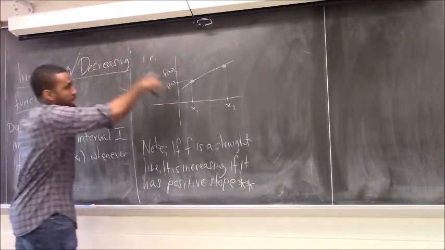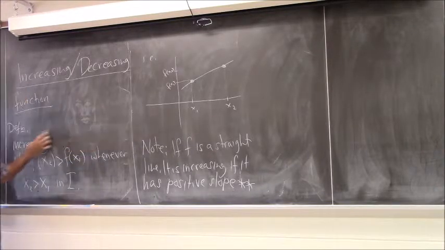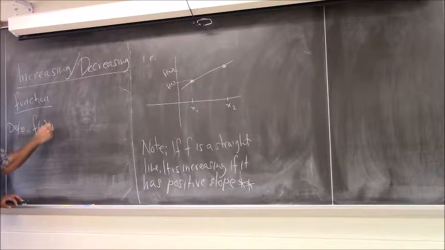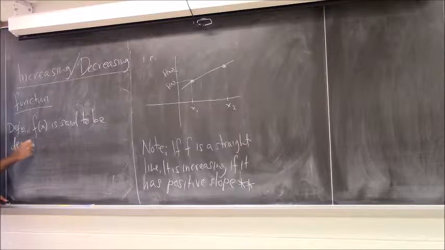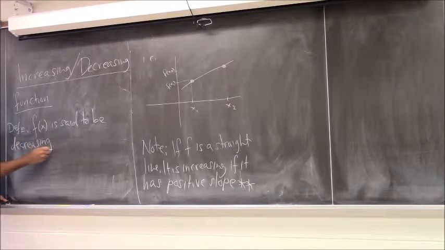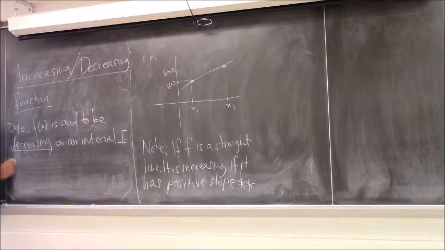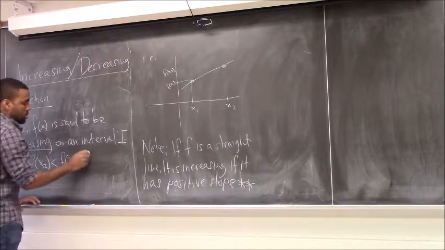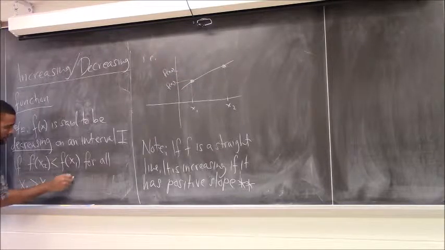Decreasing simply means the opposite. You're moving down as you go from left to right, and if you're a straight line, you have a negative slope. So I'll write that down together to make sure that we're all moving at the same pace. f(x) is said to be decreasing on an interval I if f(x2) is less than f(x1) for all x2 bigger than x1 in I.